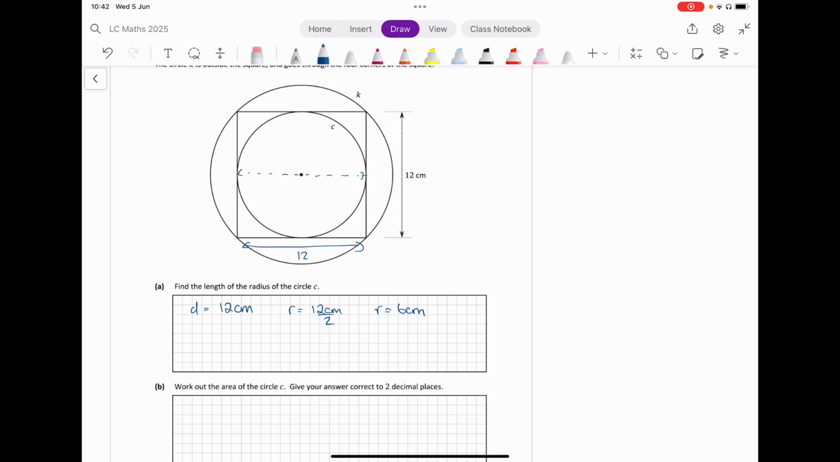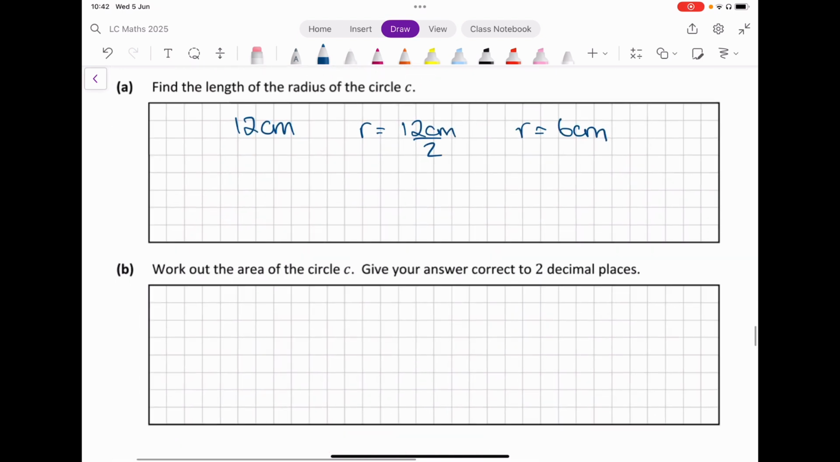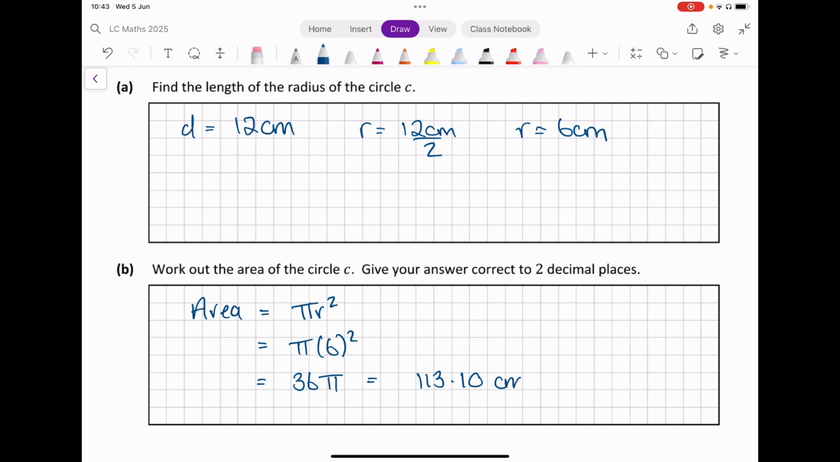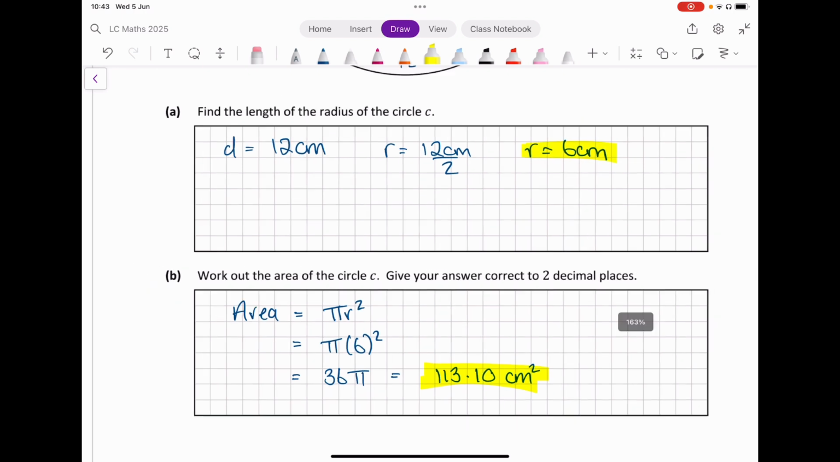So the area of that circle, again, writing down our formula, area for circle equals pi r squared. So that is equal to pi by 6 squared, which is 36 pi. And if we write that as a decimal to two places, we are getting 113.10 centimeters squared. And that is our answer there. This is the answer to the top part.